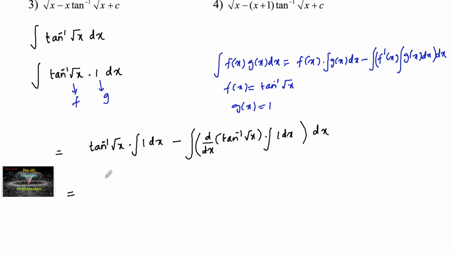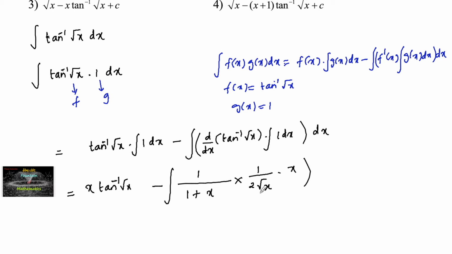So which equals tan inverse root x into integration of 1 dx, which is x. So let us write x tan inverse root x minus integral of differentiation of tan inverse root x, which is 1 upon 1 plus root x whole square, that is x, into again by chain rule root x differentiation is 1 upon 2 root x, into integration of 1 dx is x, whole dx again.